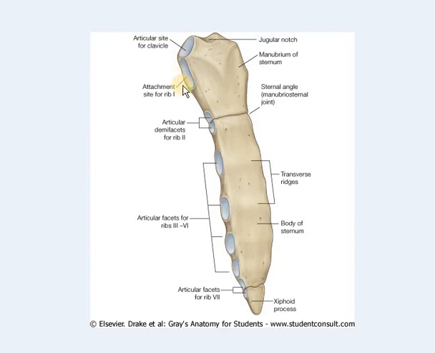The joint between the first costal cartilage and the manubrium is a primary cartilaginous joint, whereas the other joints of the costal cartilage, that is the second to seventh costal cartilage, the joint is a synovial joint. So the first chondrosternal joint is always a primary cartilaginous joint, whereas the second to seventh chondrosternal joints are always synovial joints. Now comes the second part of the sternum, that is the body of the sternum.